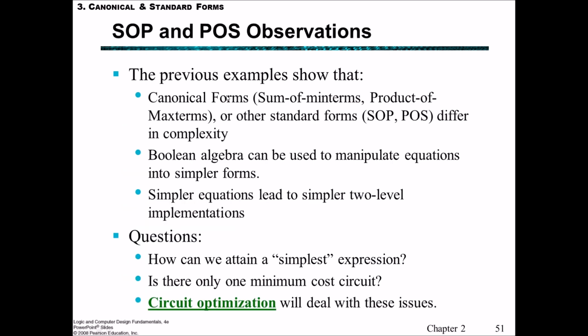So in the previous example, we actually saw that the canonical forms, that is the sum of the minterms or the product of the maxterms, or other standard forms like the sum of products or product of sums, differ in complexity. And we can use Boolean algebra to manipulate these equations to make them simpler. And the simpler equations often lead to simpler two-level implementations. But I suppose the question is, how can we attain the simplest expression? And is there only one minimum circuit cost? In the next part of this lecture on circuit optimization, we'll deal with these issues. So look forward to it.